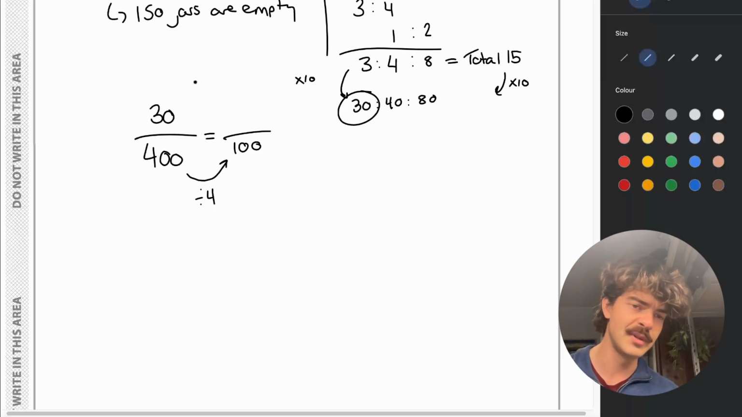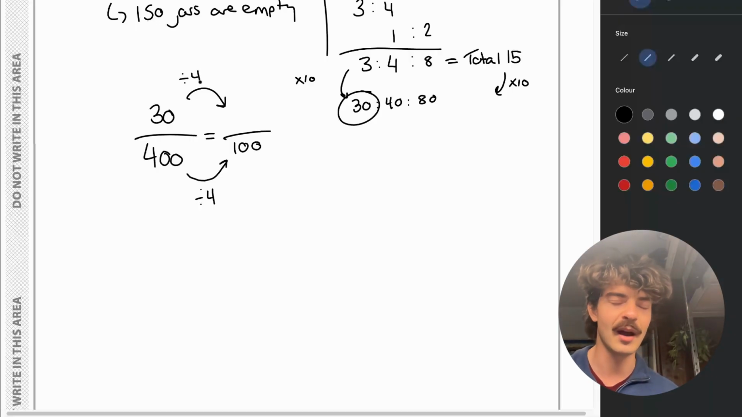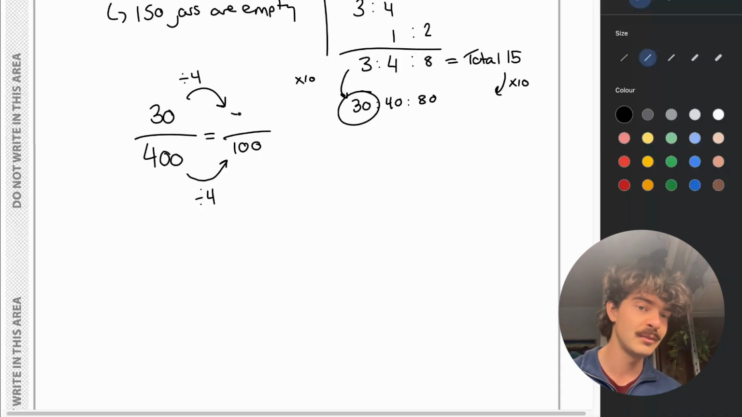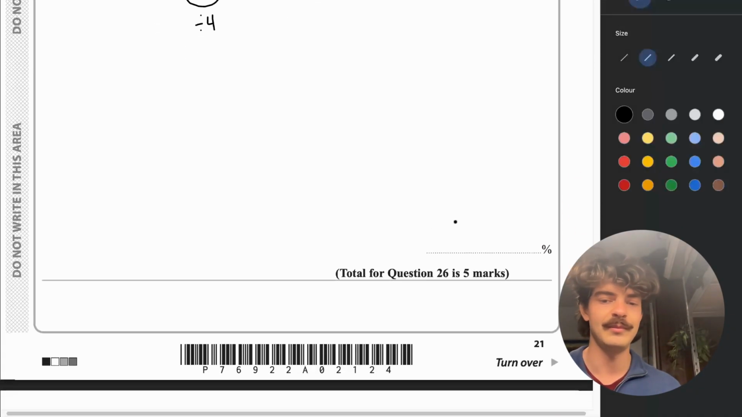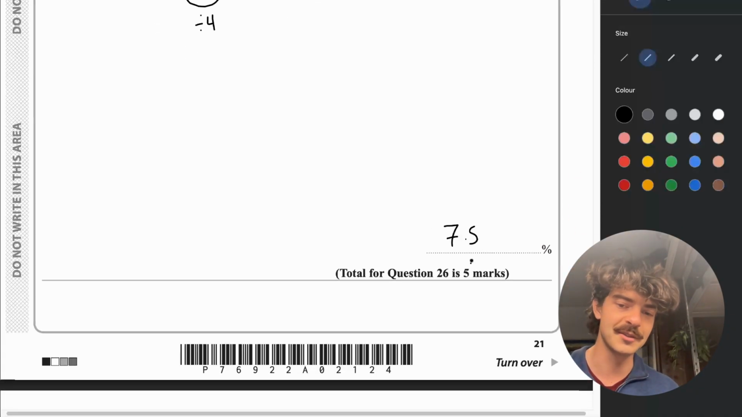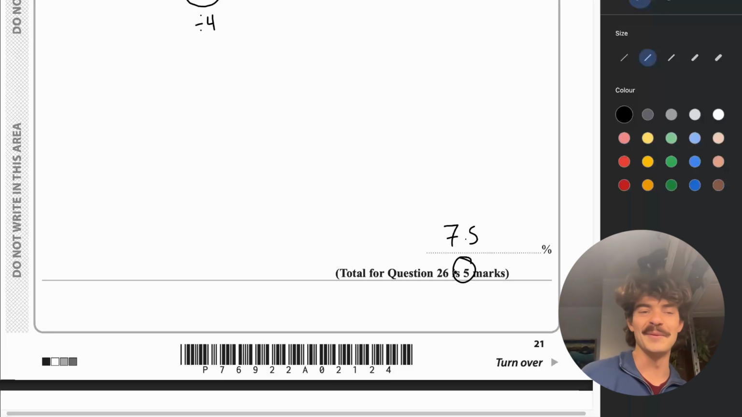What happens when we do 30 divided by 4? Well, that's a little bit hard, but remember dividing by 4 is divide by 2 and then divide by 2 again. 30 divided by 2 is 15. 15 divided by 2, 7.5. So not the nicest question there, but we are left with 7.5%.